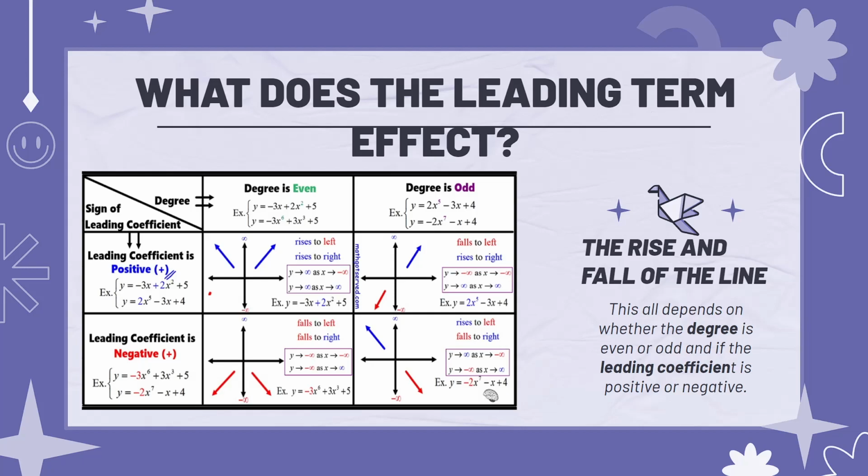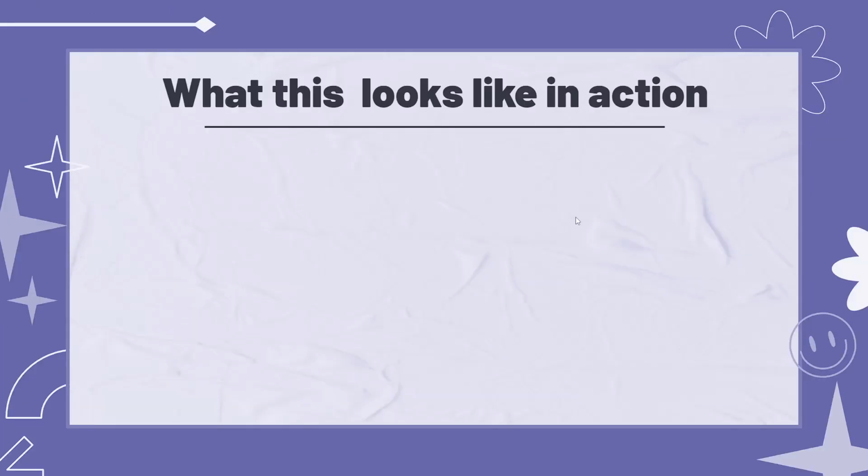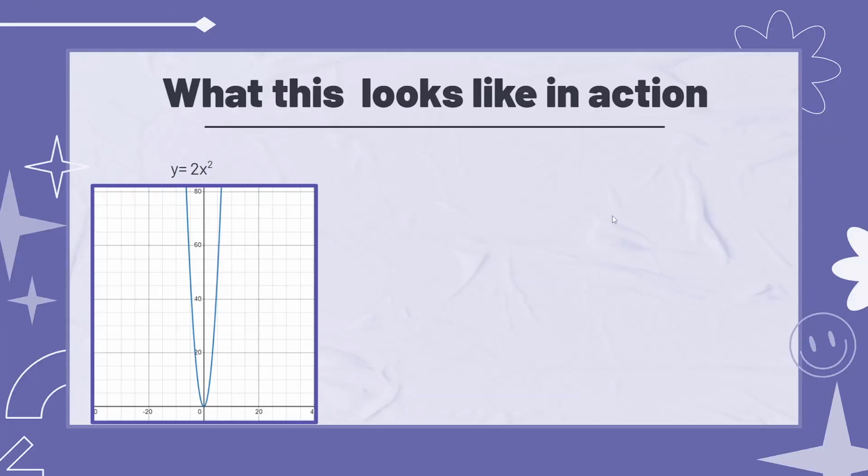If the degree is odd while the leading coefficient is positive, it will fall to the left while rising to the right. If the leading coefficient is negative while the degree is odd, it would rise to the left while falling to the right. Here's some examples of this in action.